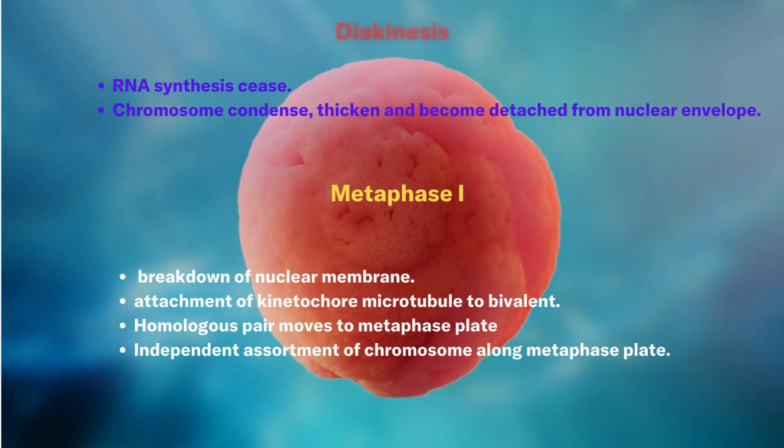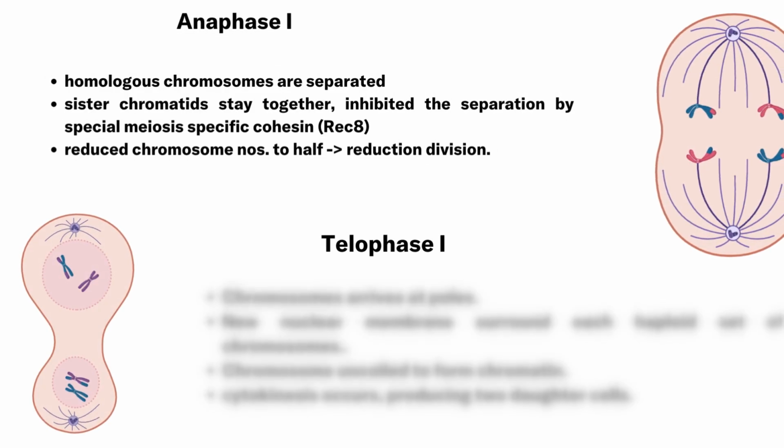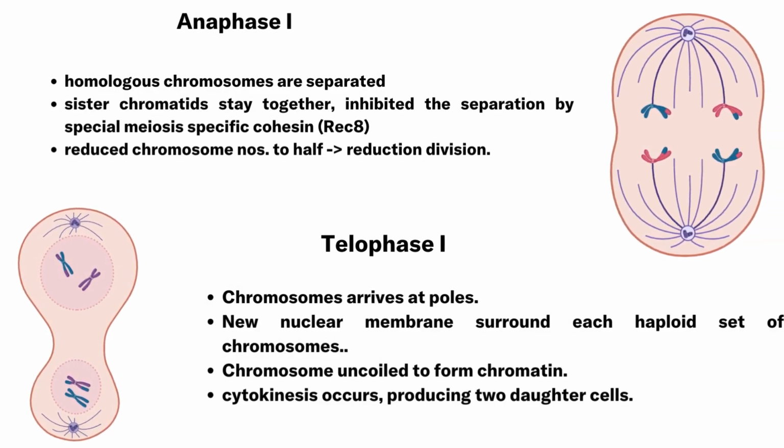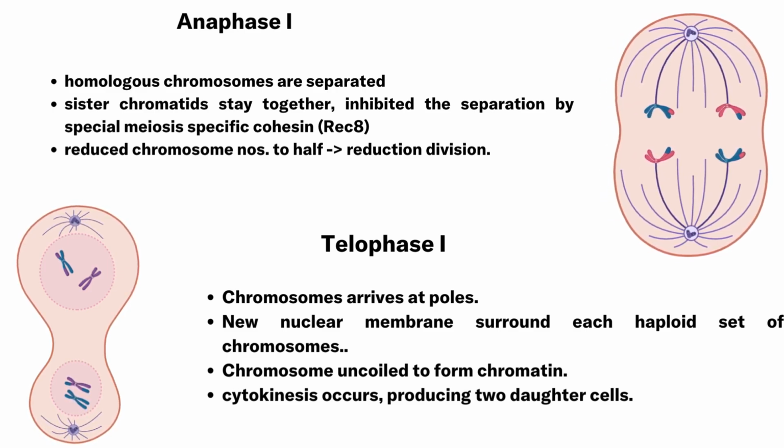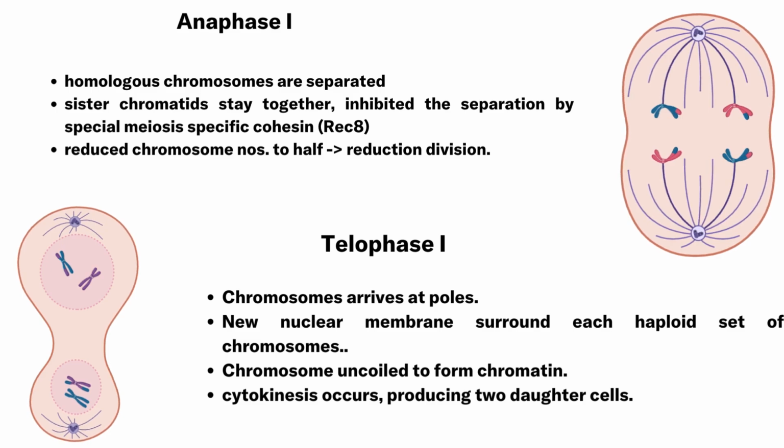In anaphase I, homologous chromosomes are separated. Sister chromatids stay together, their separation inhibited by the special meiosis-specific cohesin, Rec8. The chromosome number is reduced to half, hence it is called reduction division. Chromosomes arrive at the poles in telophase I. A new nuclear membrane surrounds each haploid set of chromosomes. Chromosomes uncoil to form chromatin. Cytokinesis occurs and produces two daughter cells.